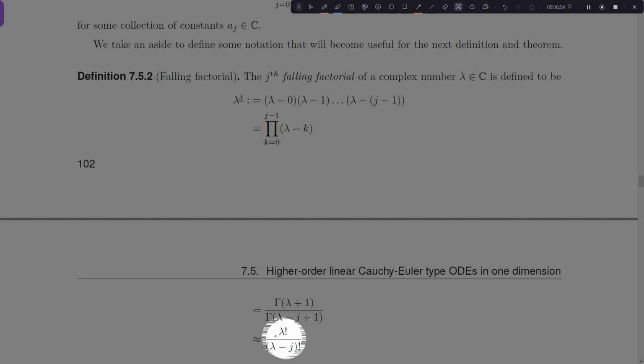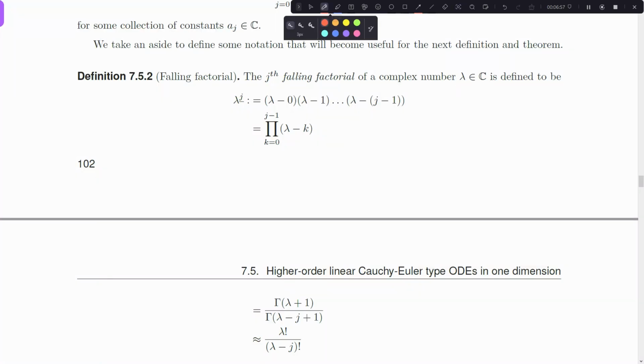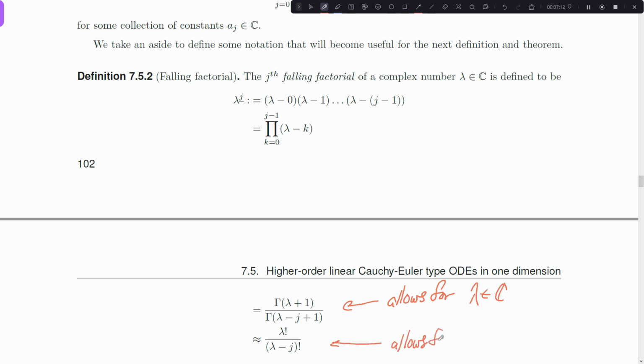I put an approximately equal to the factorials here because, what does the top line allow that the bottom line doesn't? This allows for lambda in the entire complex numbers, whereas the bottom line only allows for lambda in the natural numbers. And in fact, in the natural numbers greater than or equal to j, right? So it's called the falling factorial because under the restriction of lambda to a positive integer and j less than that positive integer, then we can represent this as a ratio of factorials. But for other lambdas, it's not quite so clear that you can do that.